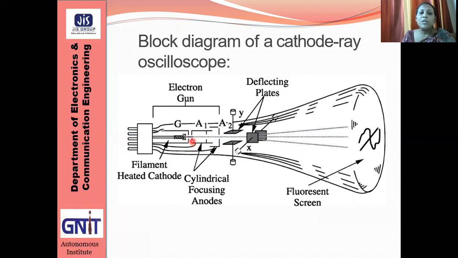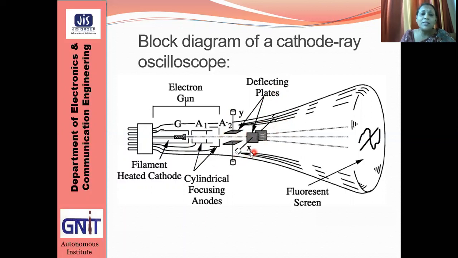So first we need to focus that electron beam so that it can reach the right hand portion, that is the output section, easily without getting diffracted. So A1, A2 are the cylindrical focusing anodes. They are made cylindrical to shape up the electron beam that is being emitted by the cathode. Next, different types of deflecting plates are there. One is the vertical plate and the second one is the horizontal plate.